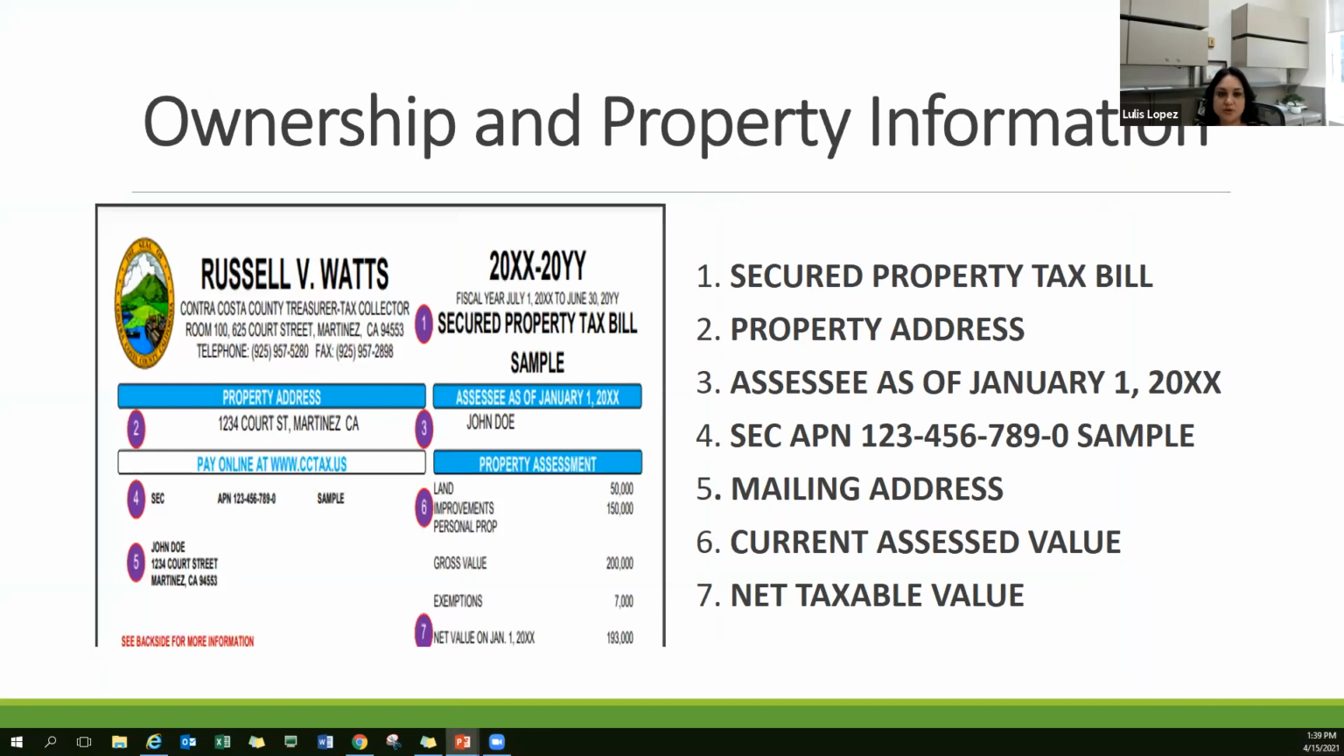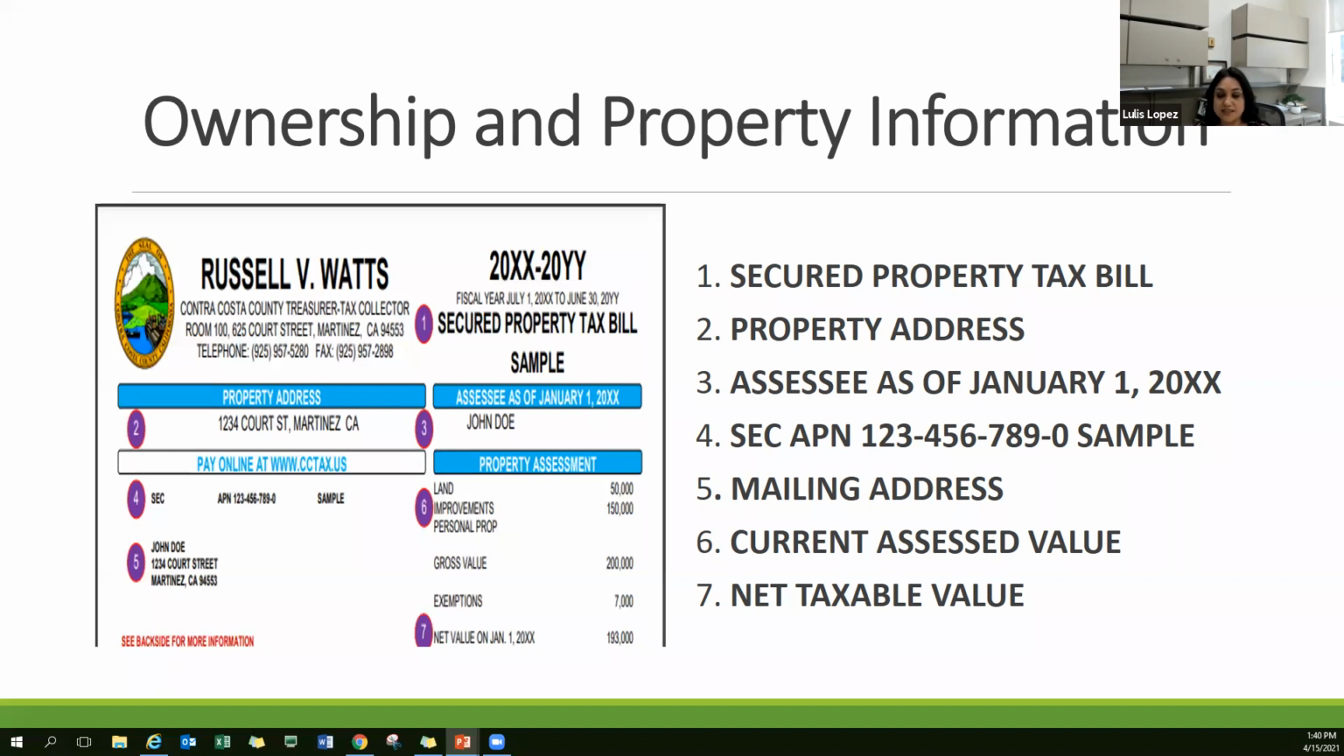The top portion of the bill includes the fiscal year. And here, to make it easier to understand, we number each section. Number one is the bill, the secured bill, the fiscal year. The taxes are collected for the fiscal operations of the county, public schools, incorporated cities, and most other governmental agencies within the county. The property address is the situs address or the legal description of the property.